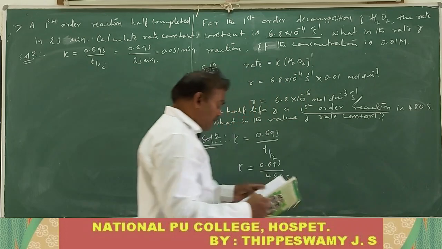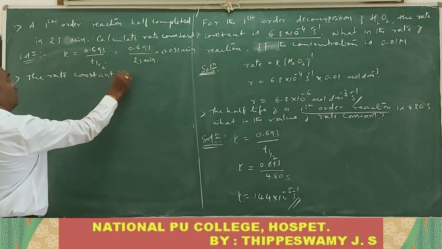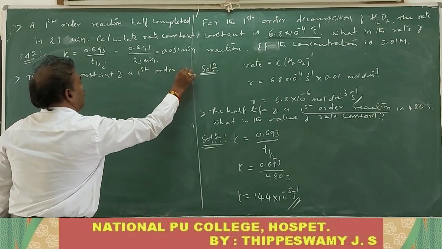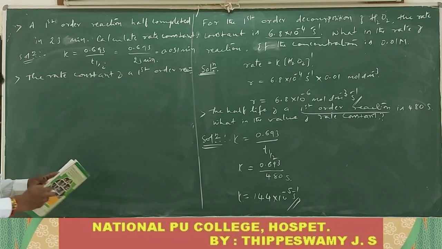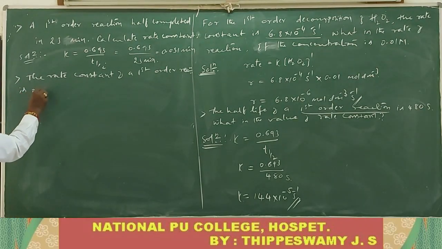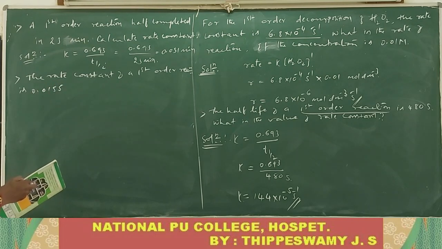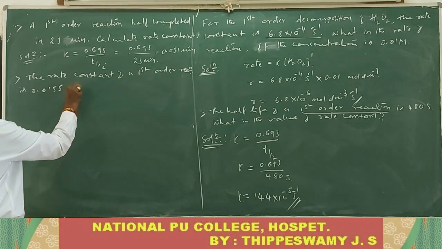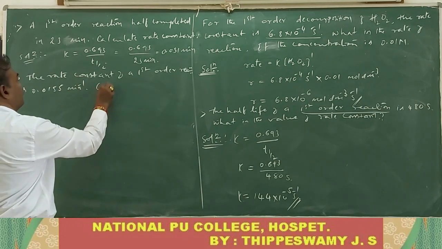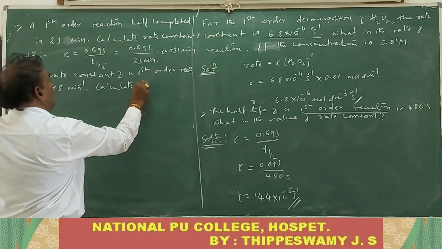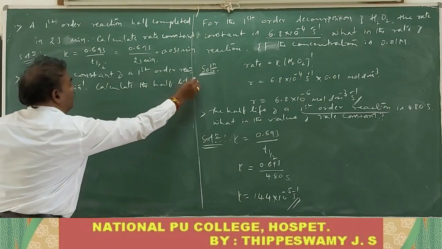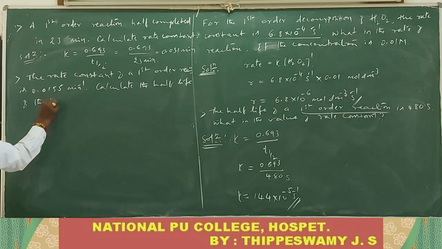So this is one example for half-life period and first order reaction. You can take one more example. The rate constant of a first order reaction is 0.0155 per minute. Calculate the half-life of the reaction.